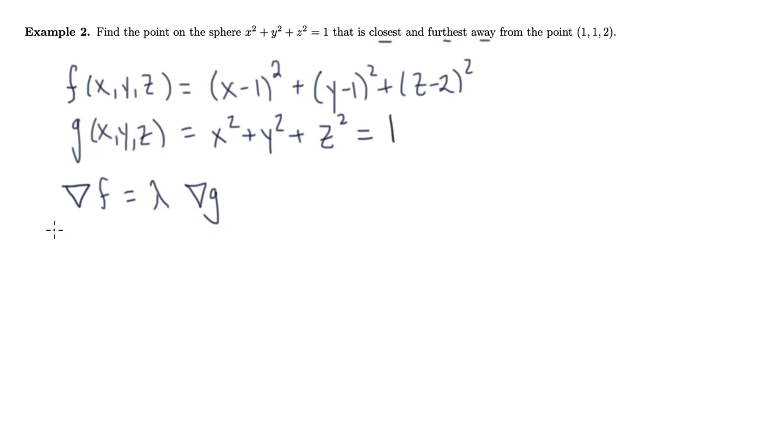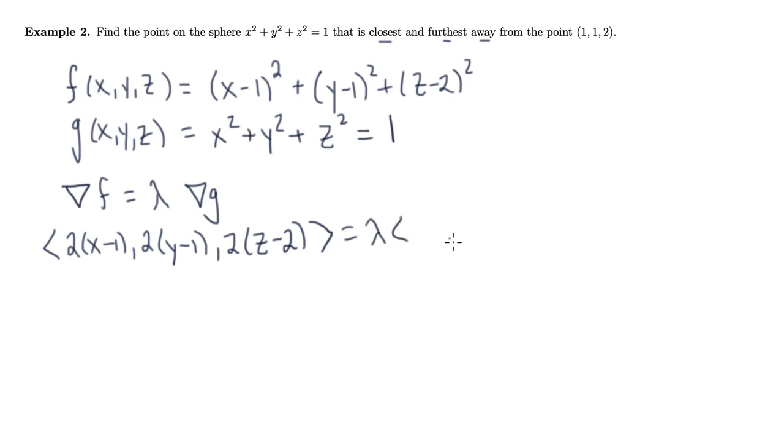And so what do we get? Well, the gradient of f is 2 times (x minus 1), 2 times (y minus 1), and then 2 times (z minus 2). And then we have lambda, and the gradient of g is 2x, 2y, 2z. All right. So we get 3 equations out of this. And our fourth equation is going to be that the constraint needs to be 1. And notice that we actually have 4 unknown variables. So our system should be solvable.